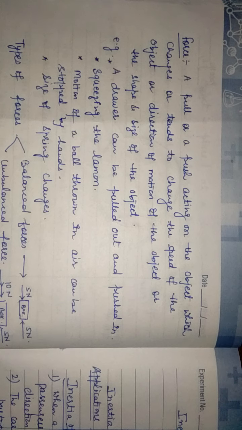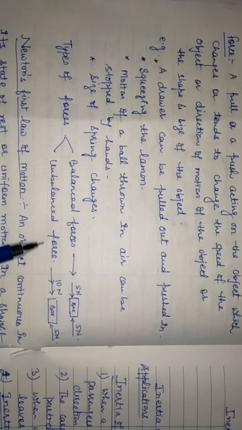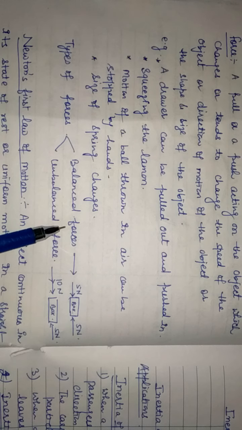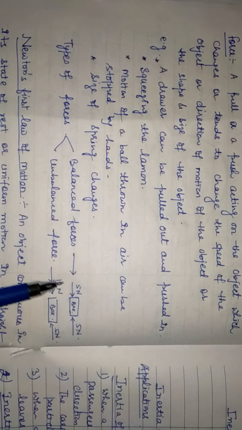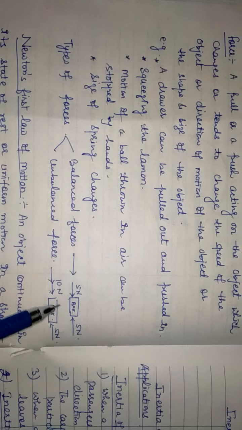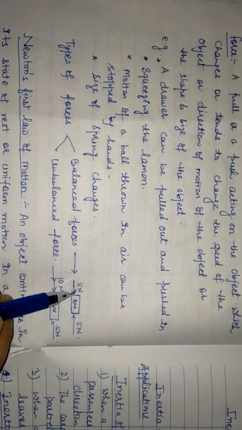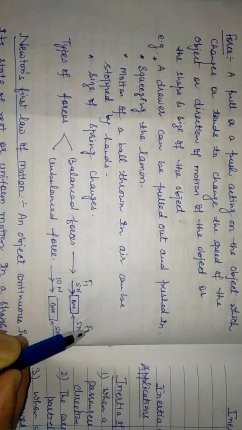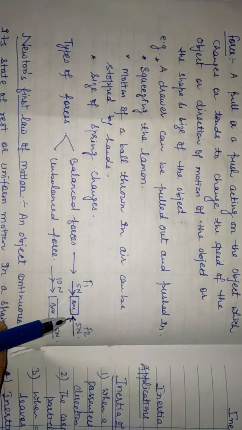Now there are two types of forces: balanced force and unbalanced force. You have studied that when two forces of equal magnitude are applied on an object from opposite sides, the forces are said to be balanced. For example, I have taken a box here, and a force of 5 Newton is applied. Suppose this is force F1 from the left side and F2, a force of 5 Newton, is applied from the right side on the object.